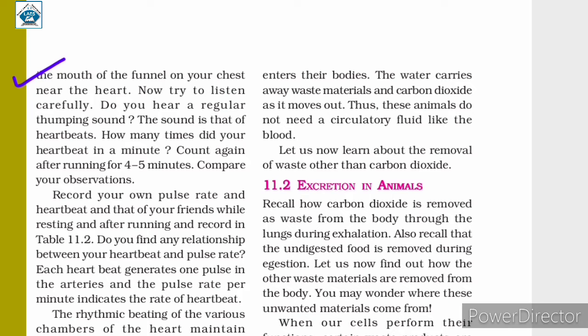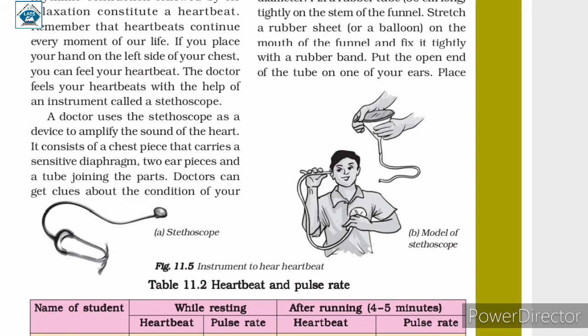Now try to listen carefully. Do you hear a regular thumping sound? The sound is that of heartbeats. How many times did your heart beat in a minute? Count again after running for 4 to 5 minutes. Compare your observations. For performing this activity, we require a funnel with a diameter of 6 or 7 cm.